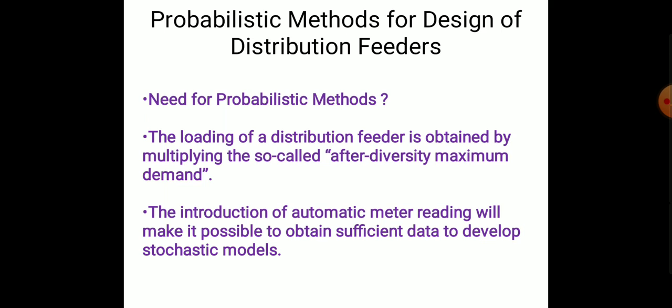By introducing new automatic meter reading, it will be possible to obtain sufficient data to develop such types of stochastic models. Such models can be used in future design, which gives more accurate results, in the sense that it gives an accurate result of hosting capacity. So the presence of a large amount of measurement data makes it possible to know the actual measured voltage and power units for the calculation.